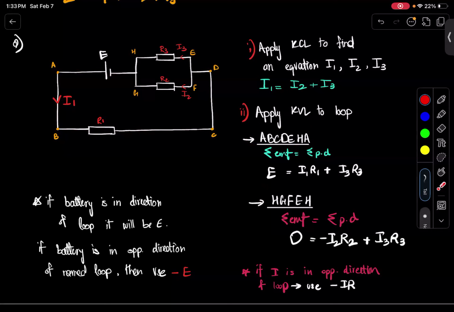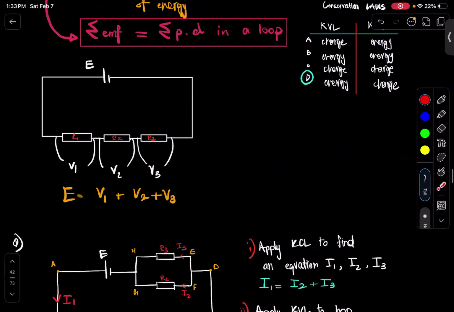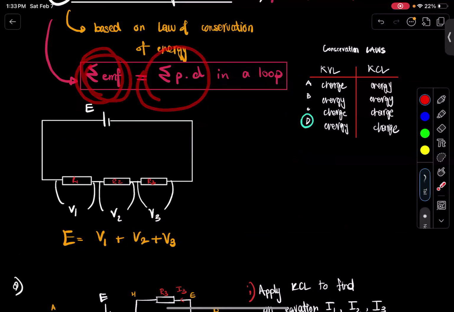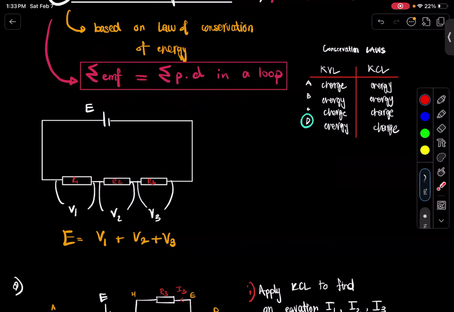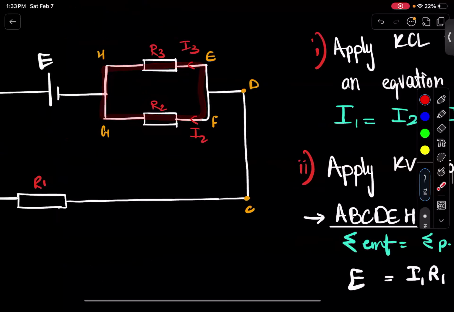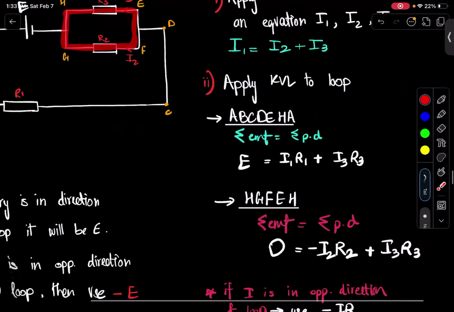Okay, so for the HGFEH loop, how was the EMF zero? Because according to Kirchhoff's voltage law, the sum of EMFs should equal the sum of potential differences in a loop, right? So if you try to apply Kirchhoff's voltage law in this loop, do you see any EMFs, any batteries in this loop? No, right? That means if there are no batteries in this loop, then the left side of the equation would be zero, right?